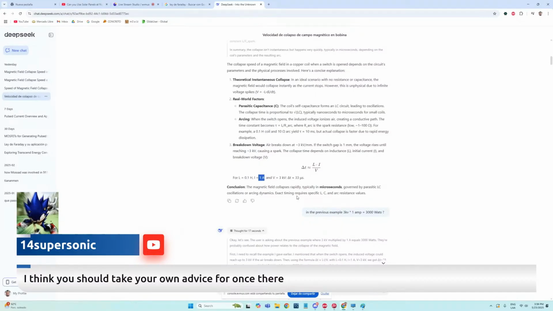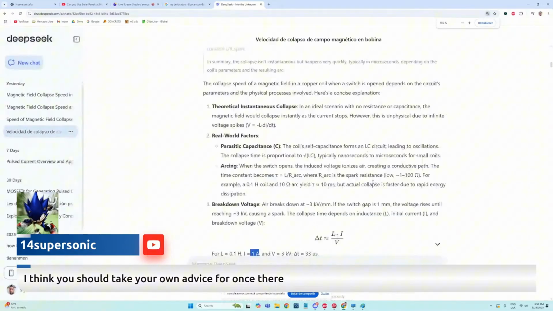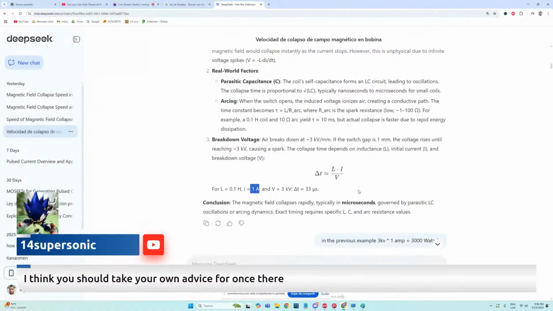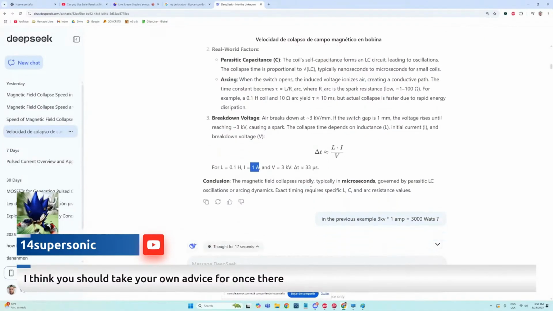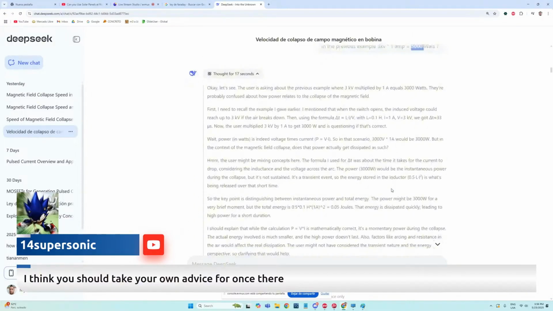I'm trying to make my screen a little bit bigger. So see how in this example, because the air is breaking at 3000 volts, during that time there was a voltage spike and a power spike of 3,000 watts.